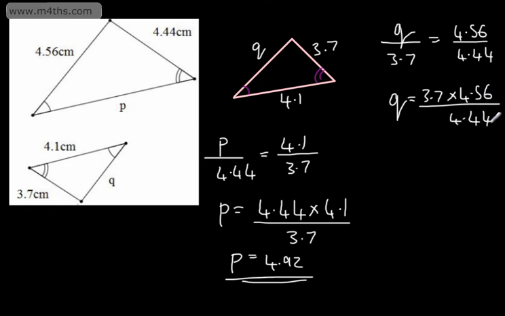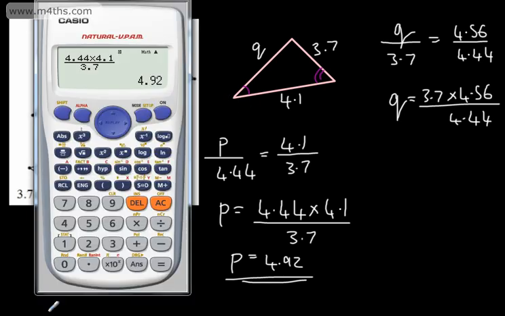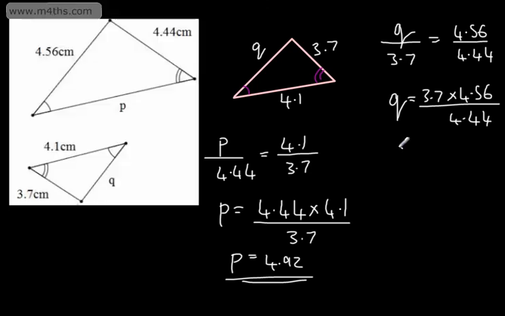So on a calculator, what's that going to give? 3.8. Let's just check that. 3.7 multiplied by 4.56 divided by 4.44, and let's get that value, 3.8. Nice. So Q is equal to 3.8, and remember these need to be centimetres because we're not given their P centimetres and Q centimetres.